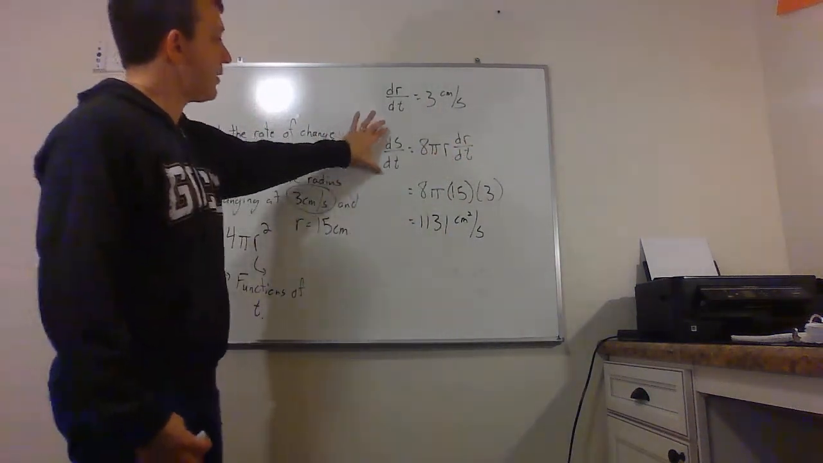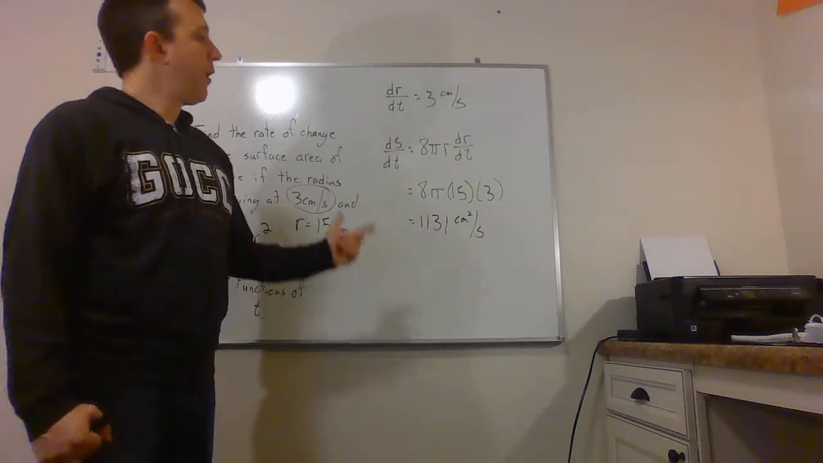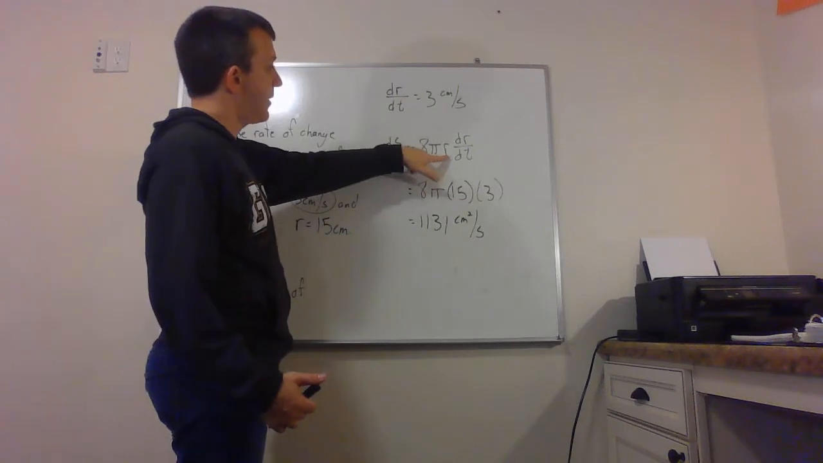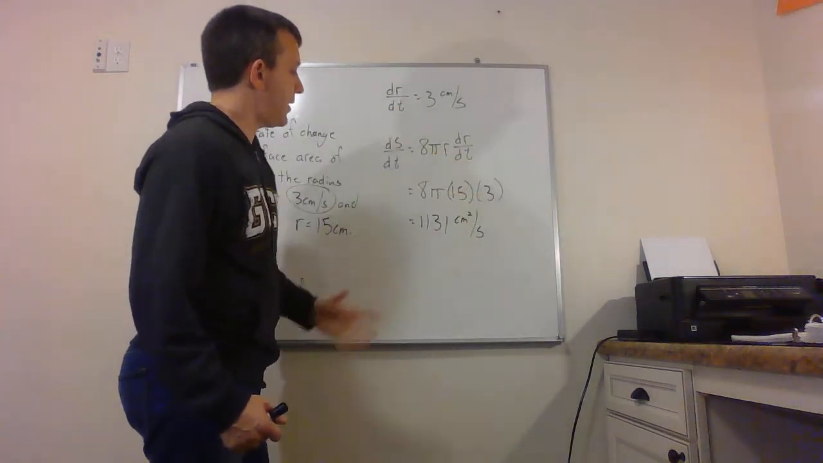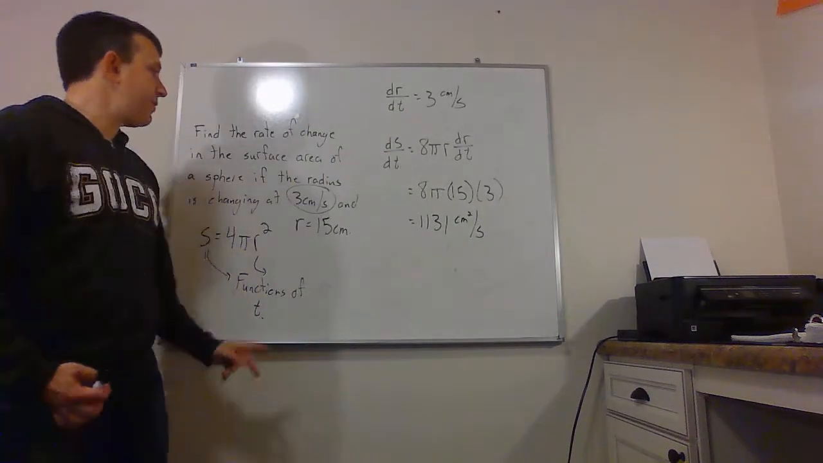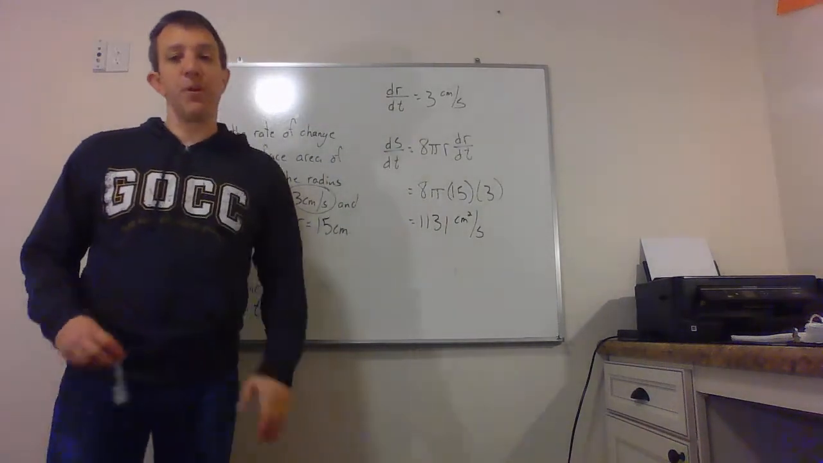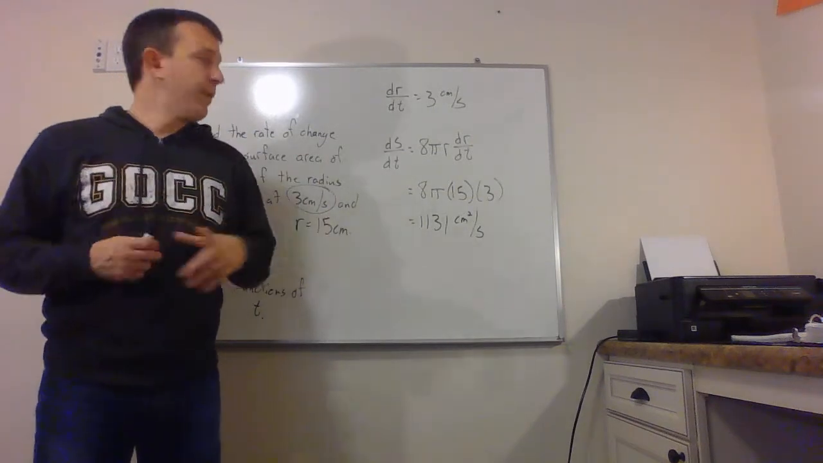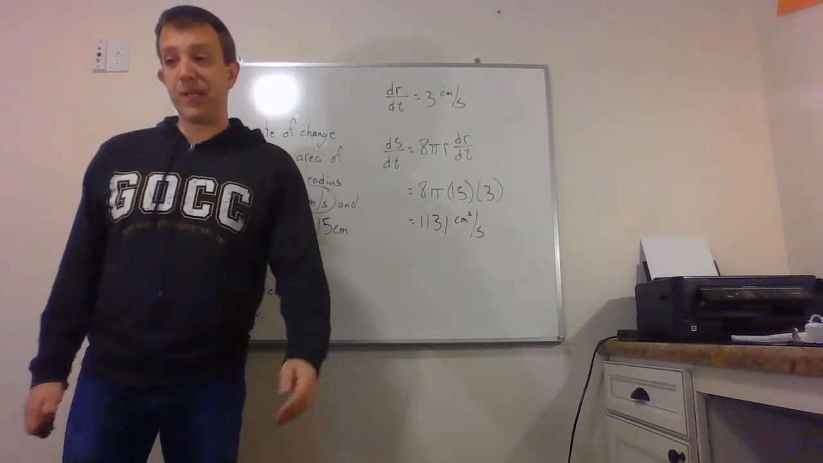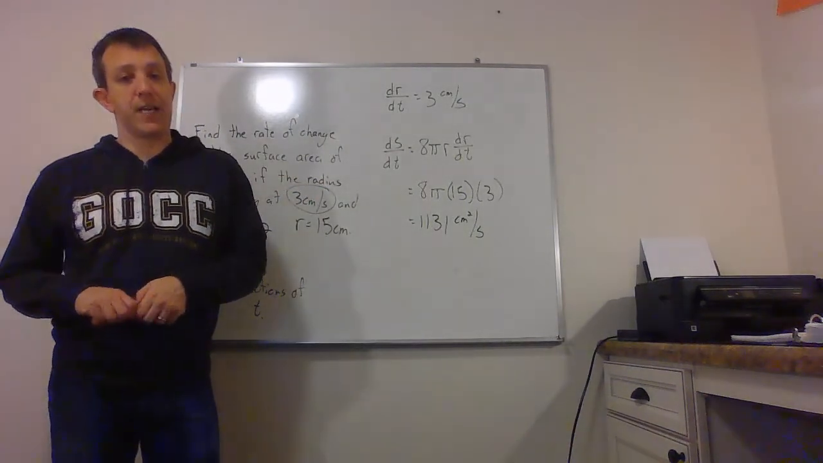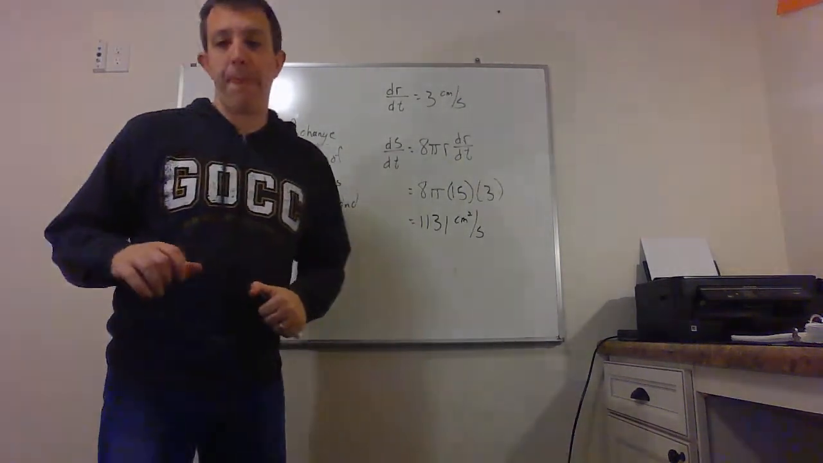So now, once we're here, this is actually really straightforward. All I'm going to do is plug in the 15 that we have for the radius, the 3 that we have for dr/dt. I multiply everything out, and there we go. The change in the surface area with respect to time is 1,131 centimeters squared per second. Obviously, it's been rounded. There's no way that came out to a nice number with a pi there, but that's okay. So there's our first example. Let's do 2 more.